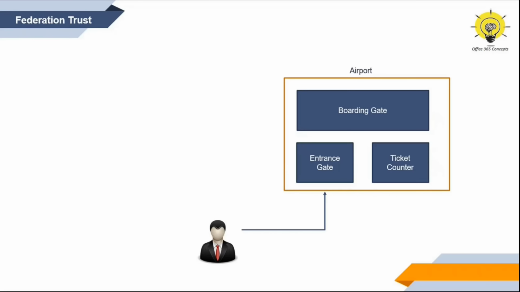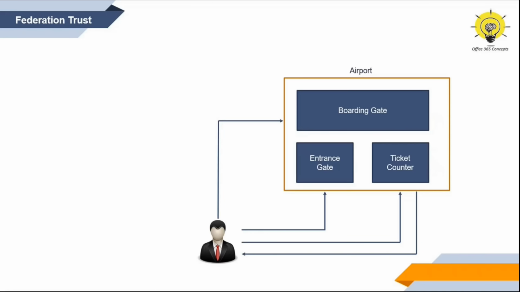An ID proof can be your driving license, it can be a passport, or even Aadhaar card. Once you show your ID proof, you go to the ticket counter from where you get the boarding pass. And once you get the boarding pass, you will go to the boarding gate and will board the flight.